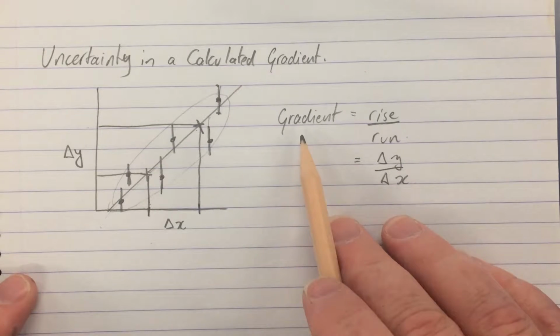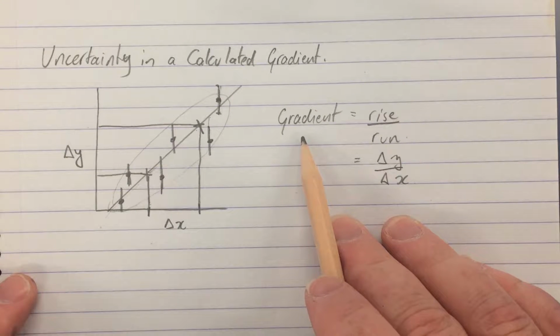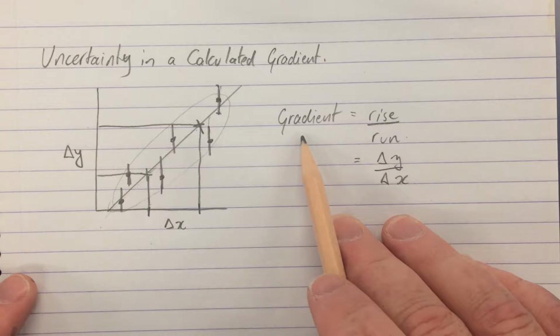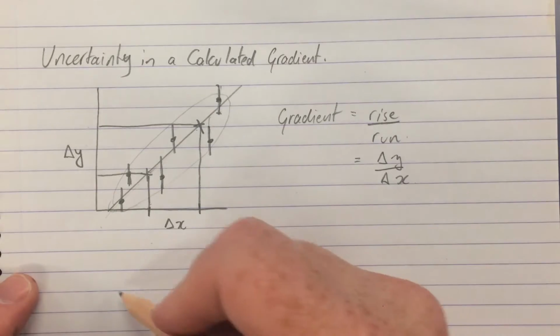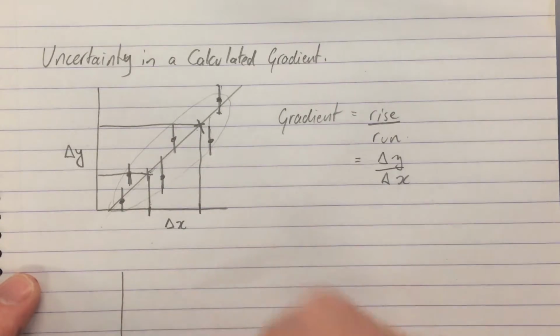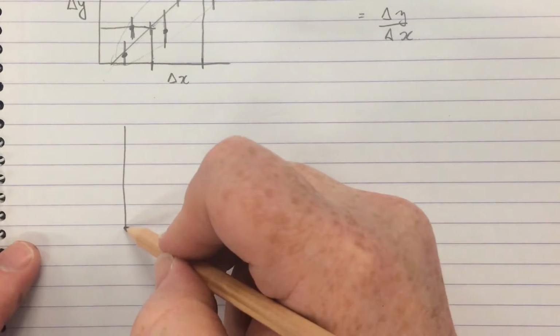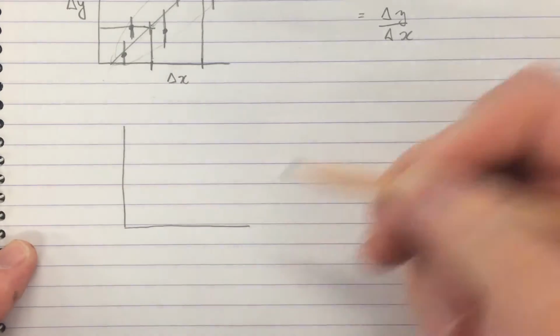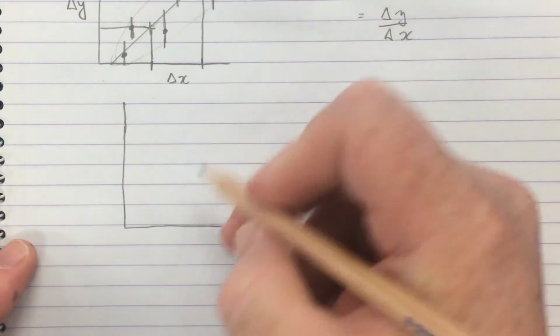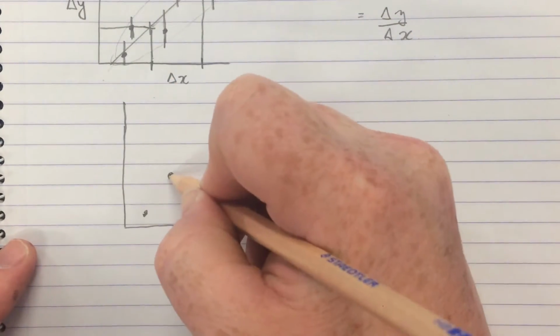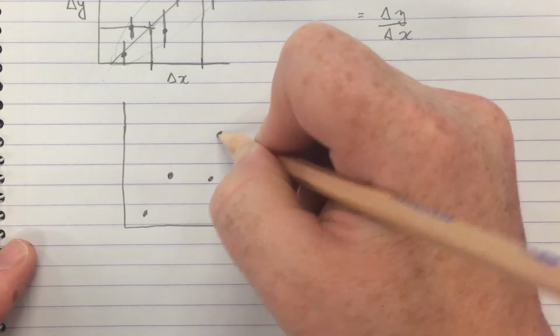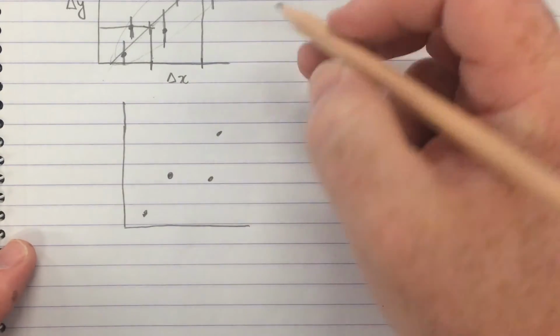So once we've calculated our gradient, it's important for us to be able to provide some sort of an indication as to what the uncertainty in that gradient is. So what I will do is just redraw an example here. I'll put in a few points.